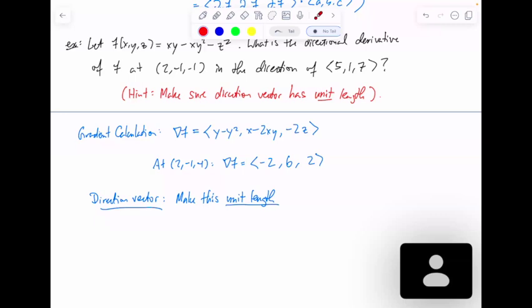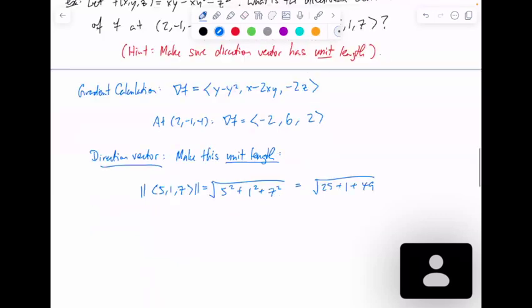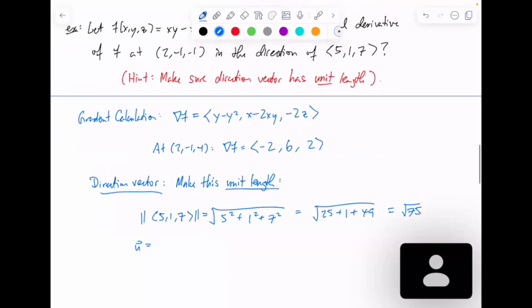So it's important that when you apply this formula, the direction vector here is always a unit vector. In this case, it's presented to you not as a unit vector, so you have to do the hard work yourself. All right, so (5, 1, 7): the magnitude of this is the square root of 5 squared plus 1 squared plus 7 squared. So this is 25 plus 1 plus 49, which is root 75. So for u, let's take u to be 1 over root 75 times (5, 1, 7).